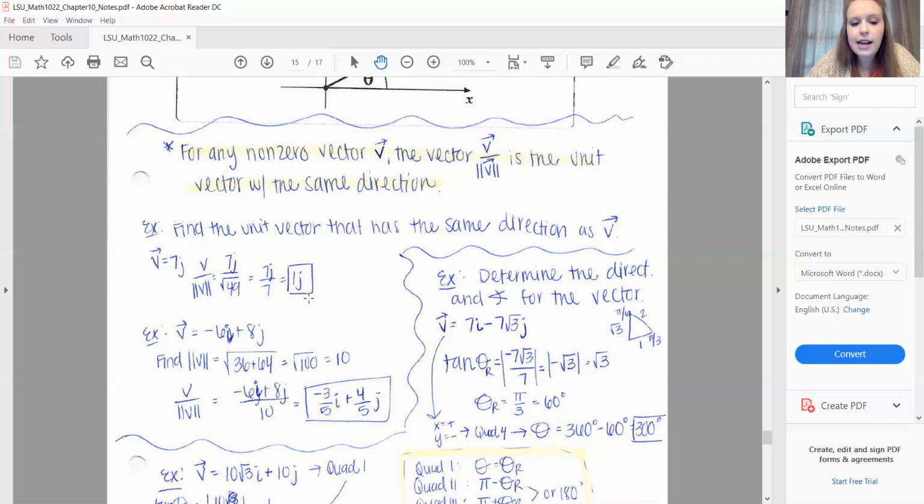There's your unit vector. Here's one that has an I and a J. So first I find my magnitude: negative 6 squared is 36, plus 8 squared, 64. That gives me 100. Square root of 100 is 10. But now you've got to do V divided by the magnitude of V. So negative 6I plus 8J divided by 10. That simplifies to negative 3/5 I plus 4/5 J. And I'm pretty sure they want you to separate like that.